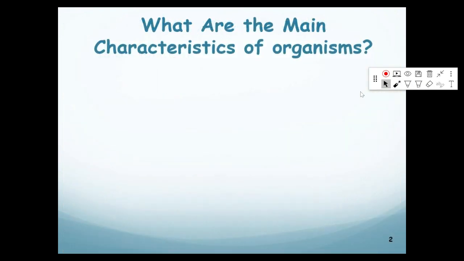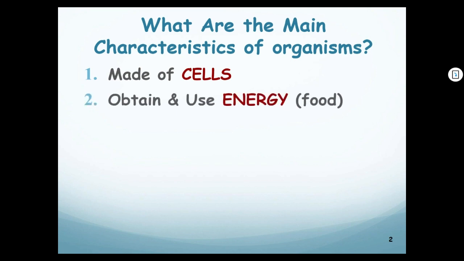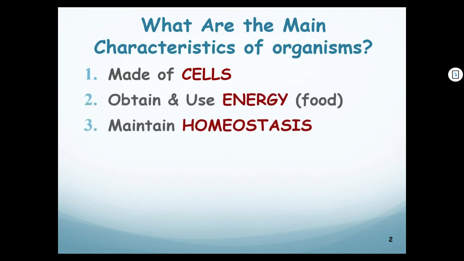So, what are the main characteristics of organisms? We talked about organisms a while back, but just a little refresher. Remember, organisms are made of cells. They obtain and use energy, so they have to eat food in order to do whatever they need to do, any kind of physical activity. Even taking a breath uses up energy.